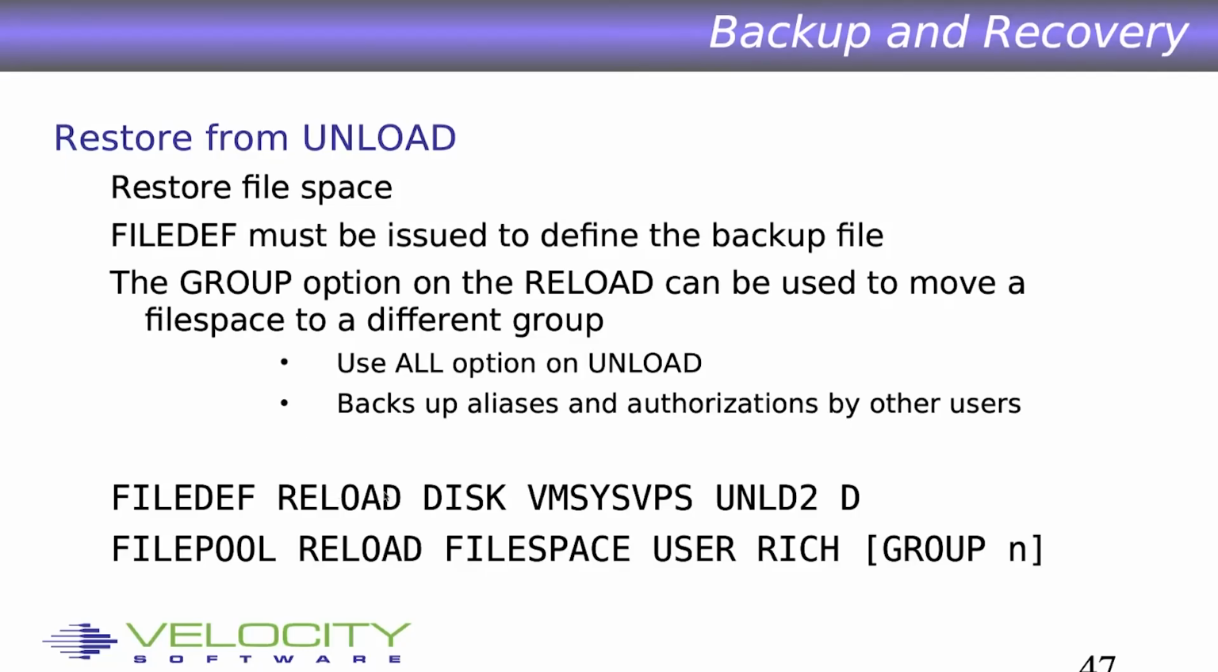So with the reload option, we specify file def with the reload file, pointing it to the backup file, and we use the command reload file space user rich. And rich is the file space we're going to reload in this case, and optionally we can give it a different group number. So like I said before, if rich was in group 2, we could move him to group 3.